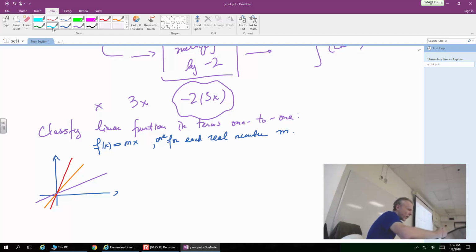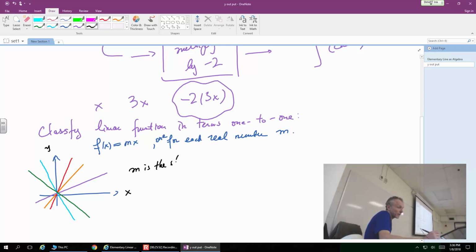And by the way, what is the meaning of m? Can you see it on the graph? Yes, m is the slope. Okay, so I have a bunch of them, and they give you the spectrum. Almost all the straight lines through the origin are here, with the exception of what? One straight line we have to omit: the vertical line, because it's not a function. Otherwise all straight lines are here, including the horizontal one.